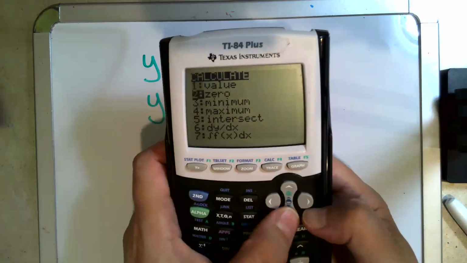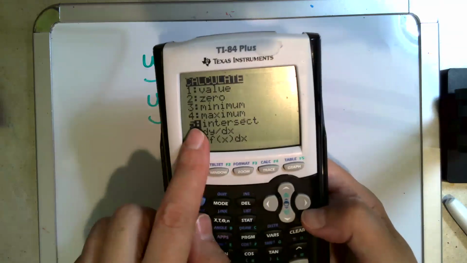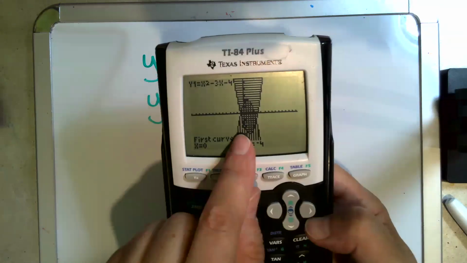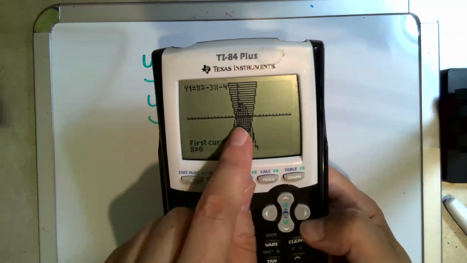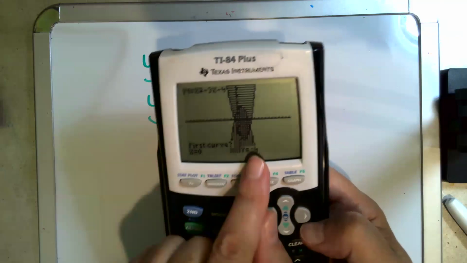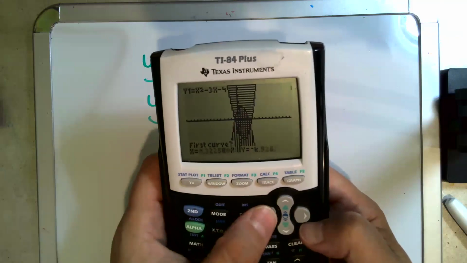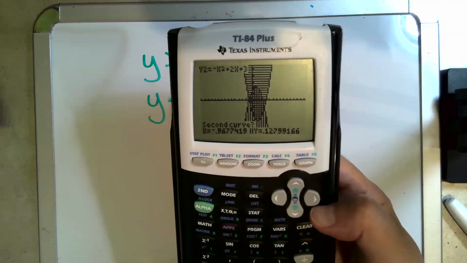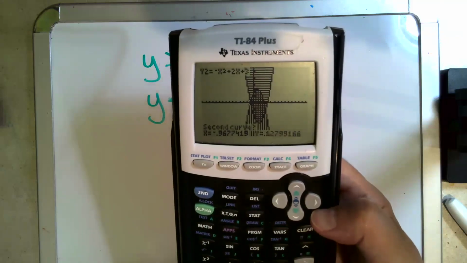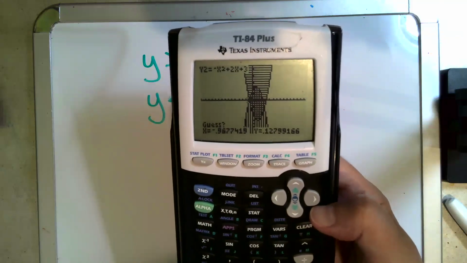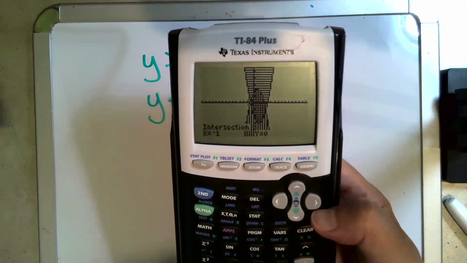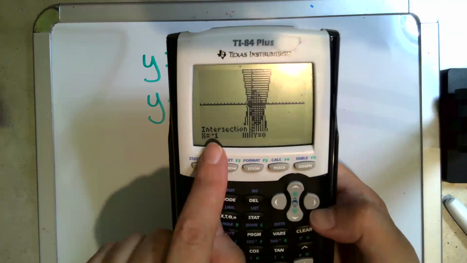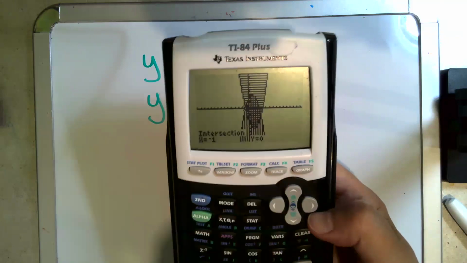So I'm going to come down to that, or I could have just pressed 5 and pressed enter. Okay, now it's going to say first curve. And so my cursor's way down there, but I want it up here. So I'm going to move along that first curve until I get to about the intersection and press enter. Now it's going to say second curve. Well, it's already there, so I'm going to press enter. It's going to ask me for a guess, and it's already there, so I'm going to press enter. And so the first intersection of these two curves is at x equals -1, y equals 0.